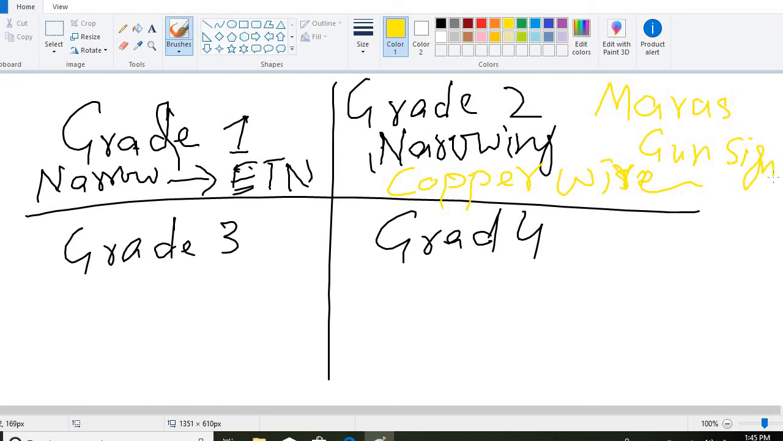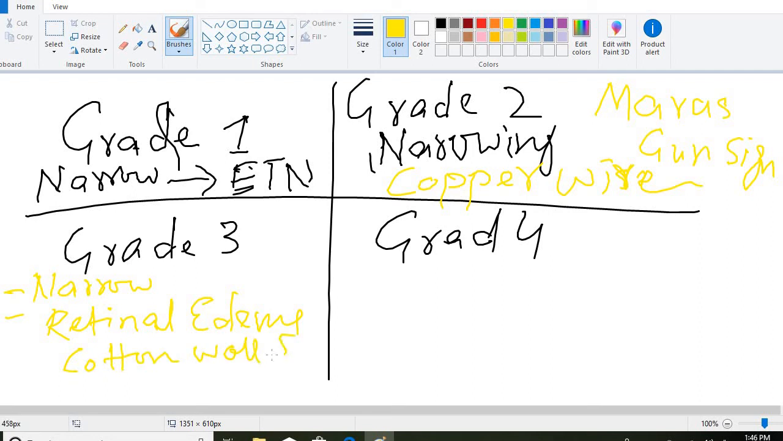In grade 3, what we can see is narrowing of the vessel, and silver wire reflex may be found. First of all, narrowing of vessels, then retinal edema, cotton wool spots, soft exudates, and silver wire reflex. Silver wire reflex may be found in grade 3.